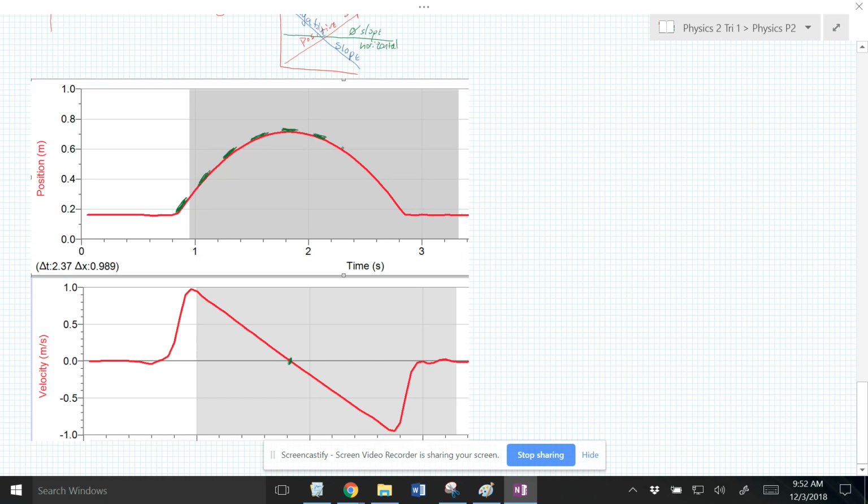And then on the way back down, these slopes are all negative, and it's getting steeper, and that coincides with the velocity value itself becoming increasingly negative, okay? So here's our velocity versus time graph. And again, we're working off of these understandings that velocity is the slope.